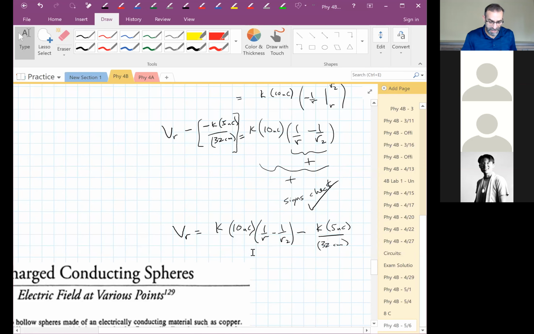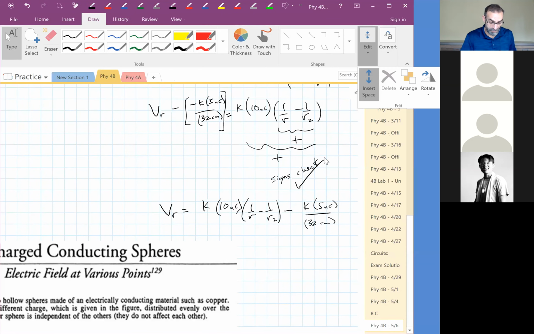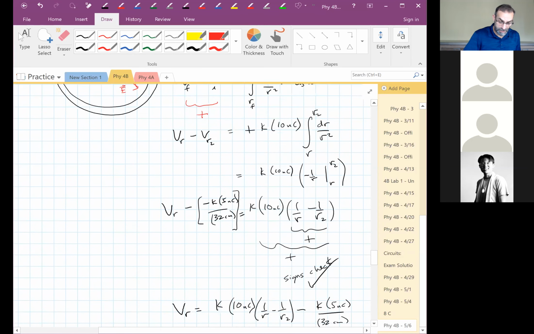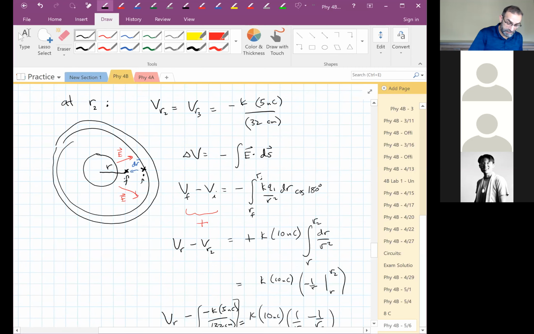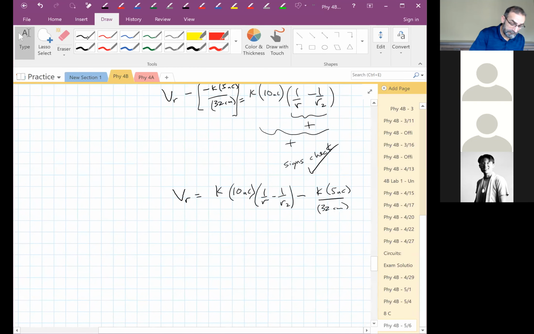Okay, so there's our answer for the electric field. Give me 2 more minutes here, and then we'll take a little break. So this is anywhere in this region here. We just found the electric potential between R1 and R2. Now we need to go less than R1.